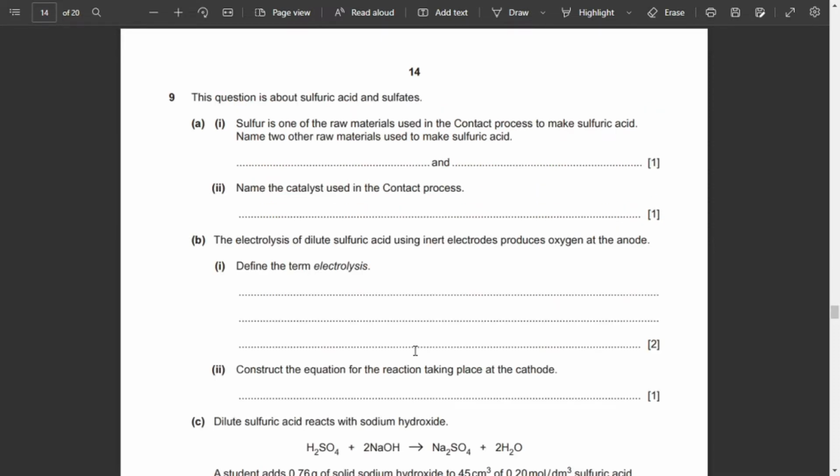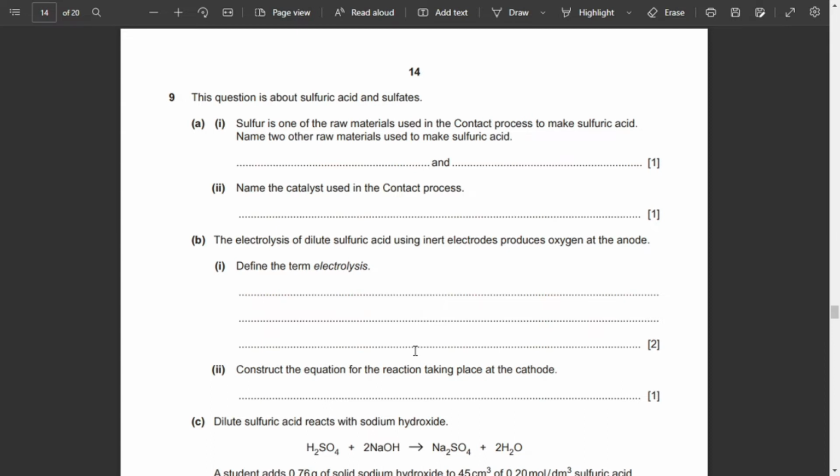This question is about sulfuric acid and sulfates. Part A1 says sulfur is one of the raw materials used in contact process to make sulfuric acid. Name two other raw materials used to make sulfuric acid. Two other raw materials used to make sulfuric acid are air and water. We all know this, air and water. Whenever we are talking about contact process, we go through all the reactants or all the requirements that contact process requires.